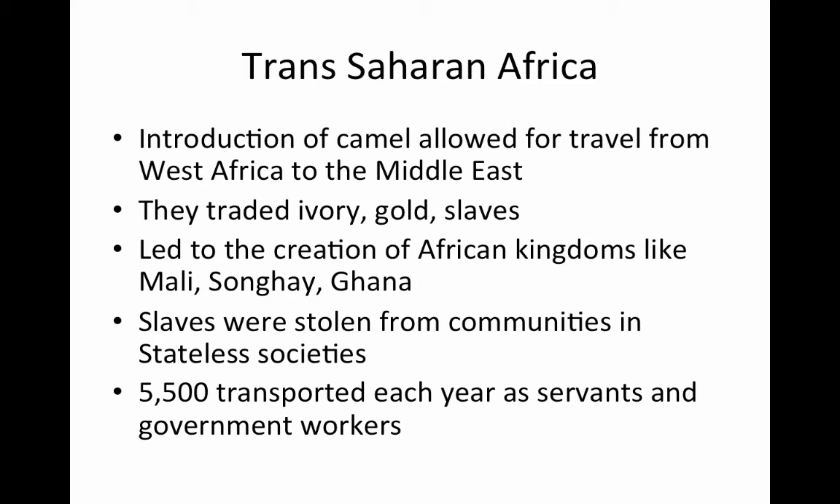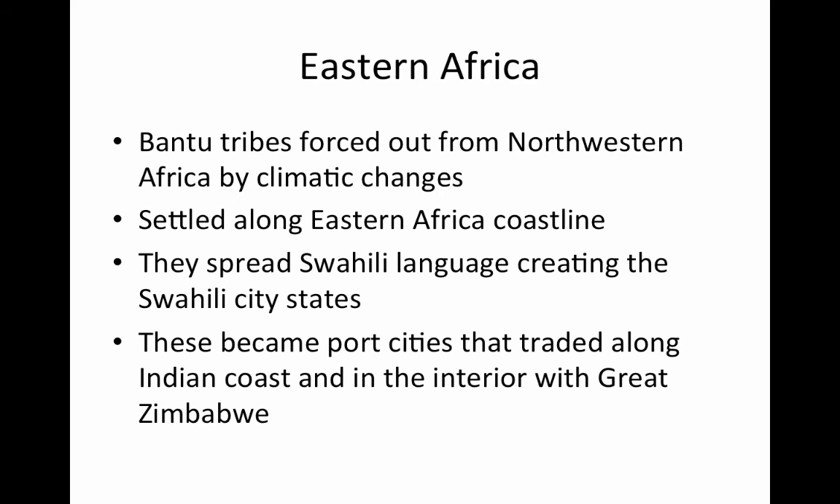But because they were tribes, they were always vulnerable to these larger kingdoms who would come in and steal some of their inhabitants and then sell them off as slaves. About 5,500 were transported every single year as servants or government workers. And when I say servants or government workers, they were officially slaves and they were used in these positions.